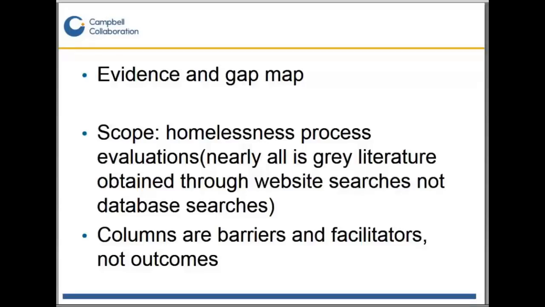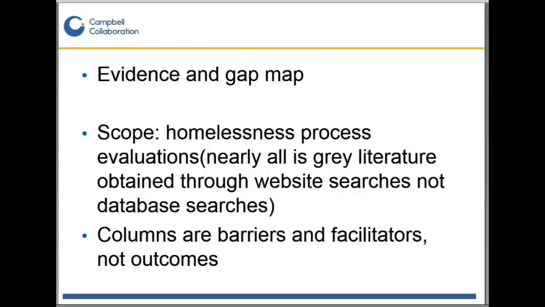But the important innovation here, really, was that these are nearly all grey literature. These process evaluations are not even in Google Scholar, which is normally quite good at finding grey literature. They're certainly not in OpenGrey or anything like that, where you would normally try and search for grey literature.